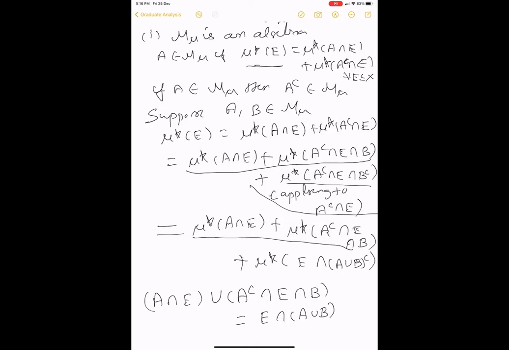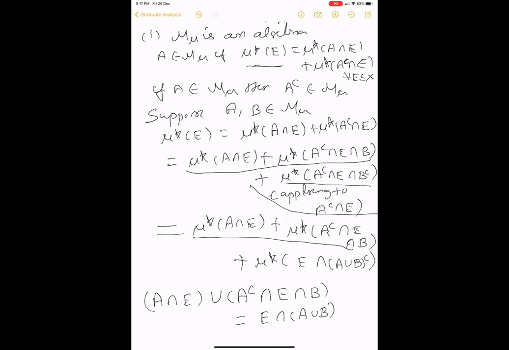Okay, this is clear. You just think about it. You have to prove that this is true: A intersection E, union A complement. What is E? E is equal to A intersection E union A intersection E complement. But then you want to get A intersection B also.